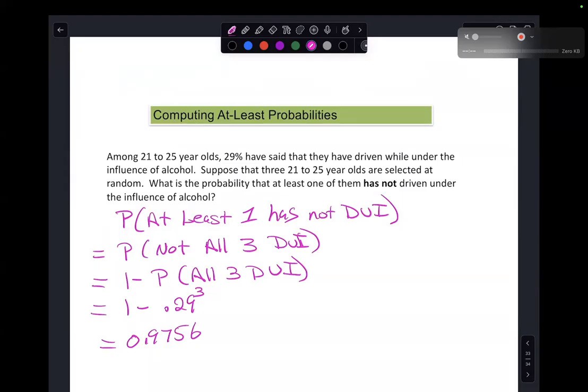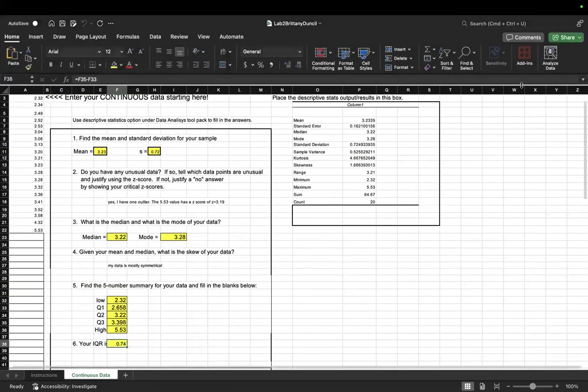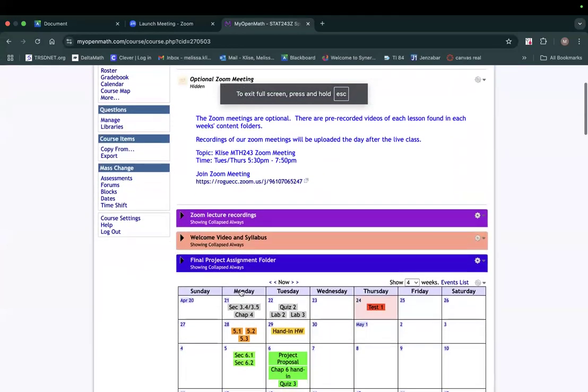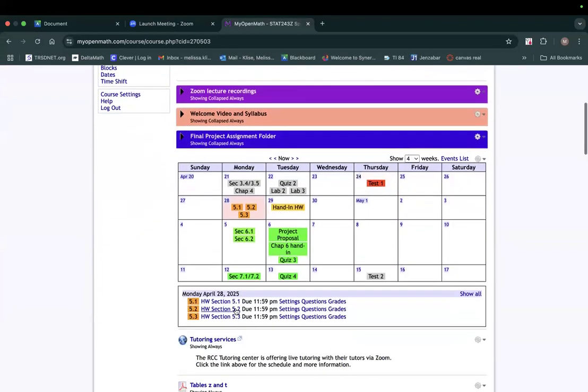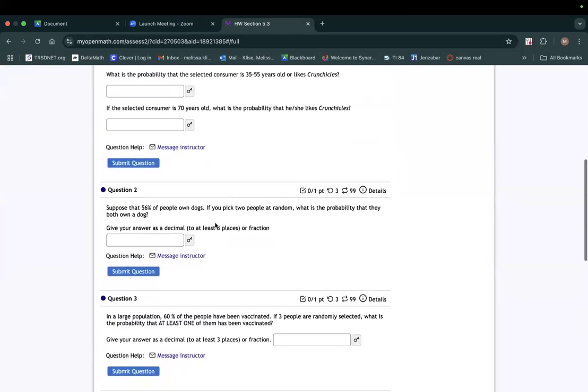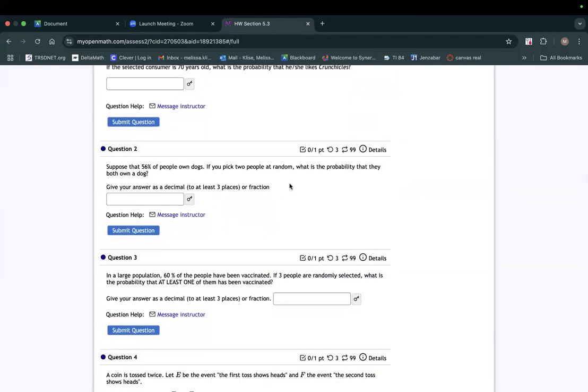How'd we do? Good? Right. So before we wrap up, this is the last slide. I'm going to show you a homework question that has the at least that causes people trouble every single time. So I'm going to pop over there. That is a lab. That doesn't help us at all. Okay, I believe it's 5.3. Okay, there's a vaccinated, this one right here.